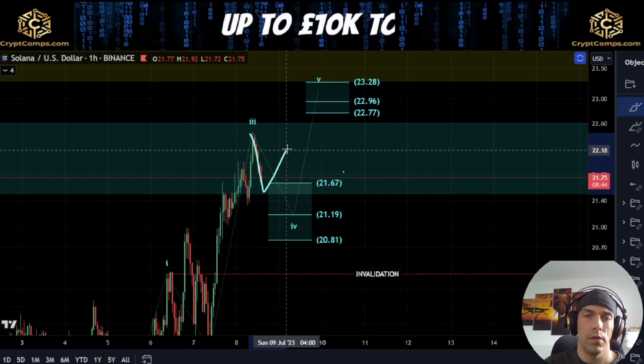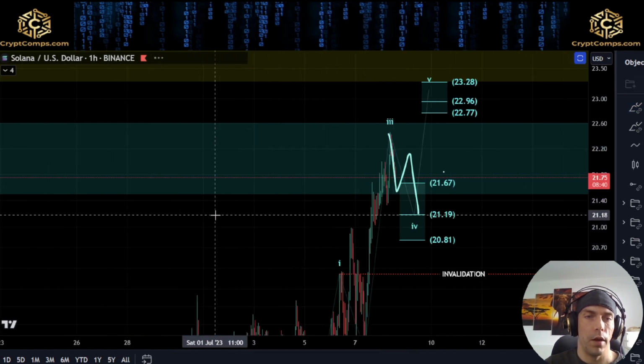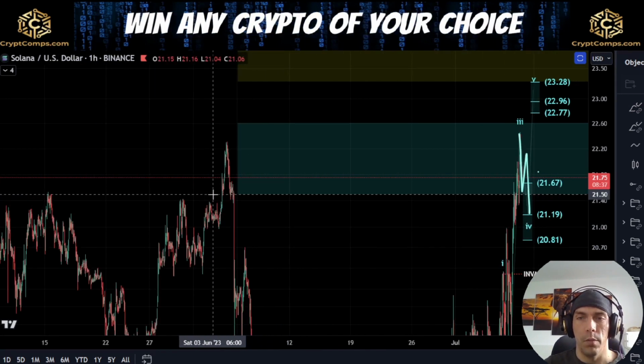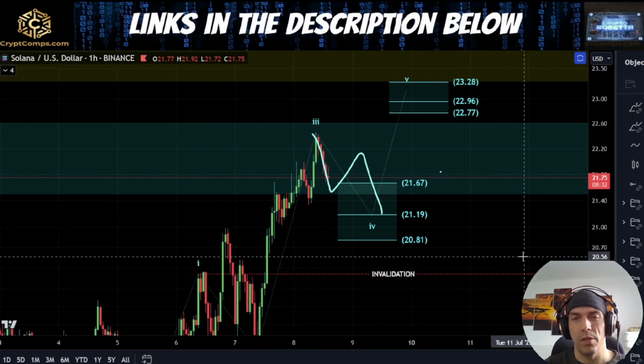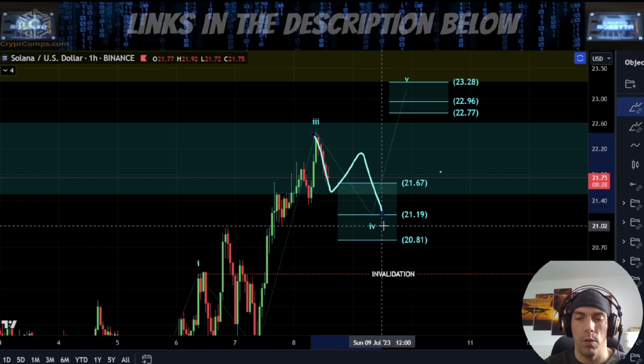Now if we do see this actually play out only into this 382, this would be here at this 2119 level, and could be quite an interesting zone to keep an eye on. We do have potential that we could find support higher up here, but typically speaking, if we are going to get a zigzag, it's going to be a bit of a deeper corrective move.